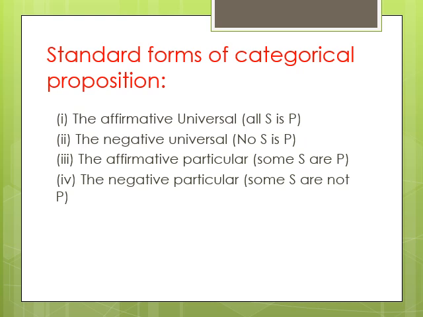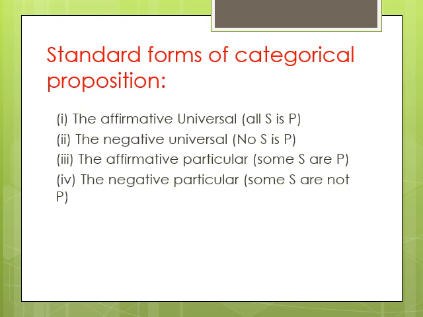All females in this class are married. All men are mortal. These are examples of affirmative universal propositions. Now consider the second example. No females in this class are married. No first year students are lecturers. If you look at these propositions, they are examples of negative universal propositions because they are of the form of negative universal.